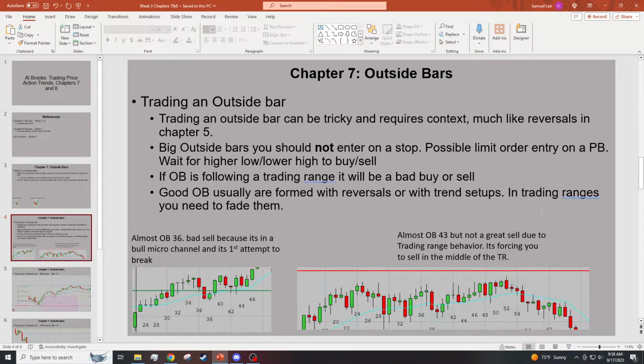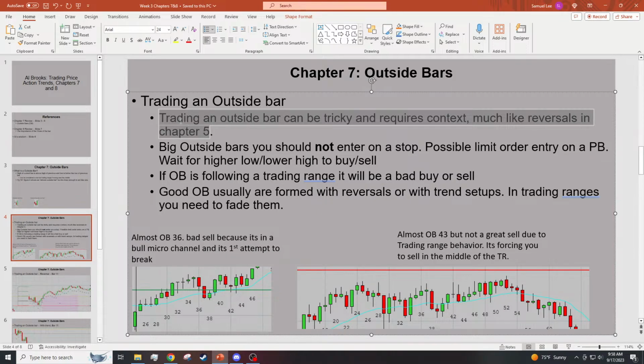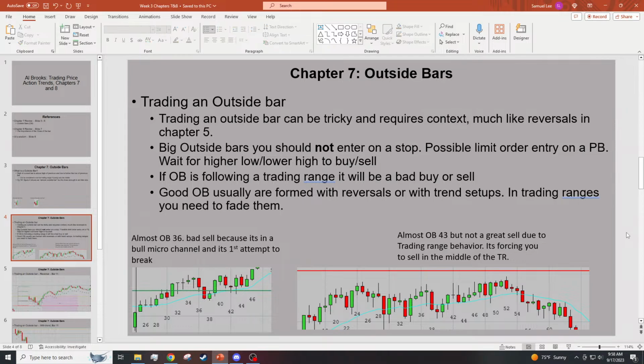Moving on. So let's talk about trading the outside bar, what you want, what you don't want. So again, I want to emphasize this. Outside bars do require context, and they can be tricky because sometimes your stop is very far away. And not everybody wants to risk 5-6 points in the E-mini or 20 to 25 points in the NASDAQ, whatever instrument you're trading.